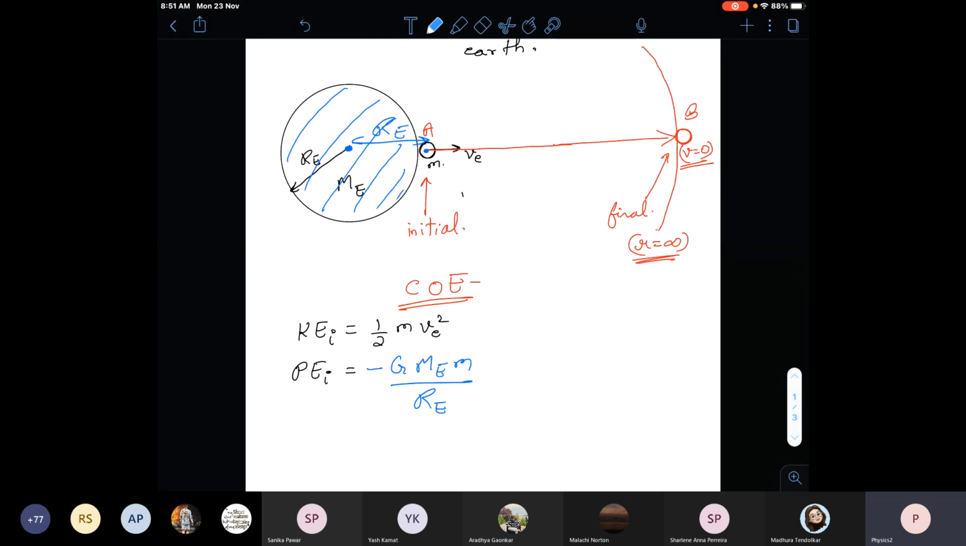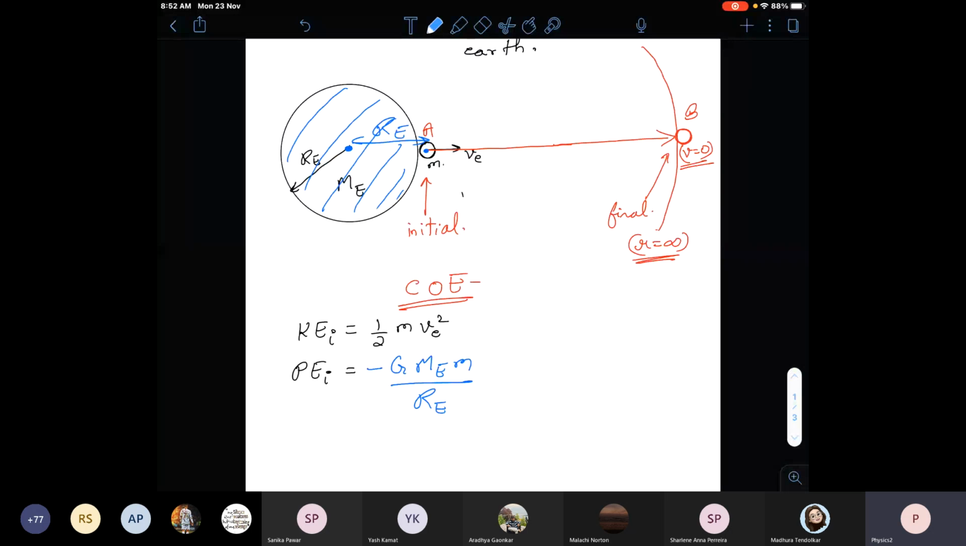I thought you must have done potential also, but it doesn't matter. That is not useful over here. It is used in later chapters, but no need over here. Even if you don't know what potential is, if you know what potential energy is, that is fine. So this was your initial condition. You know the potential energy and the kinetic energy of the initial. Now let's come on to the final condition, the final position.